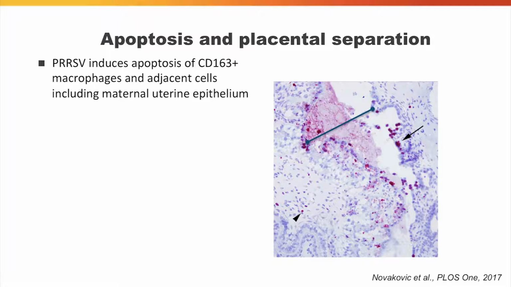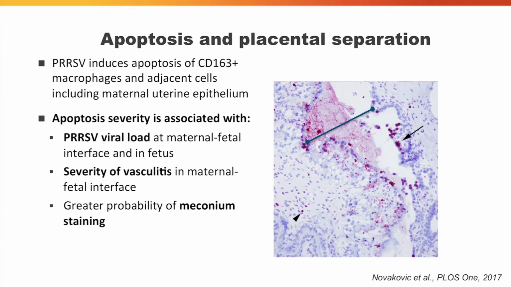We know that PRRS causes apoptosis, and it's been shown for a long time to do that. And we were interested in knowing whether apoptosis was related to placental separation or was a cause of placental separation. So PRRS causes apoptosis of the macrophage it infects, and we call those CD163 positive macrophages. It kills them, but it also kills adjacent cells as well, including the uterine epithelium.